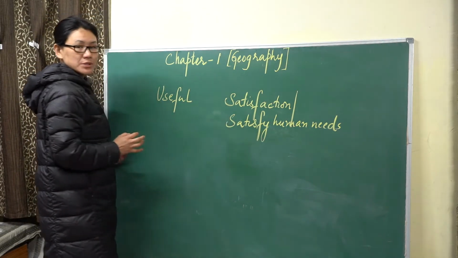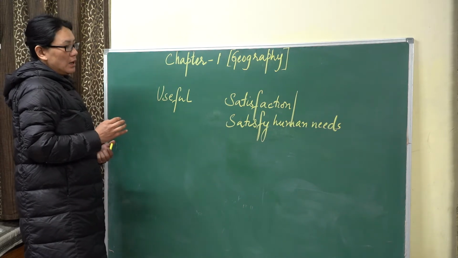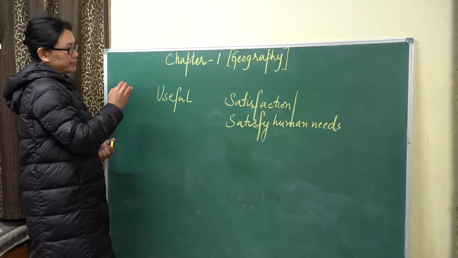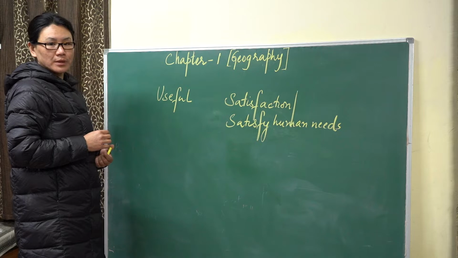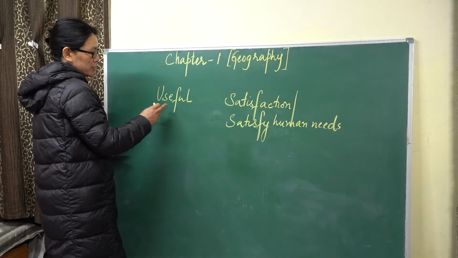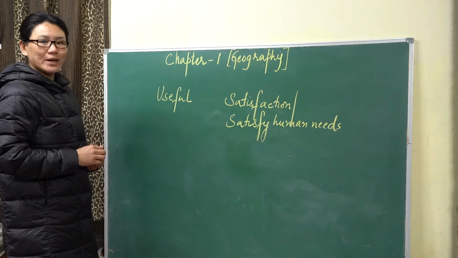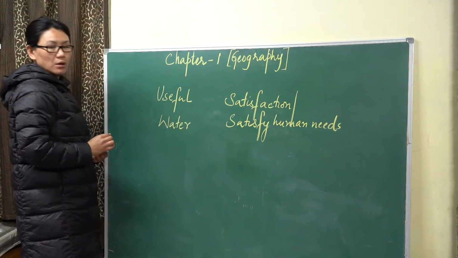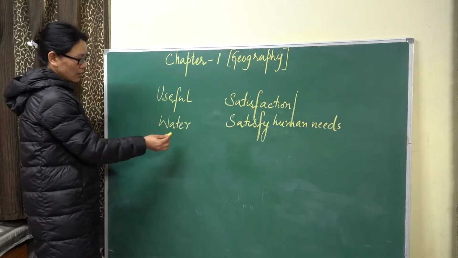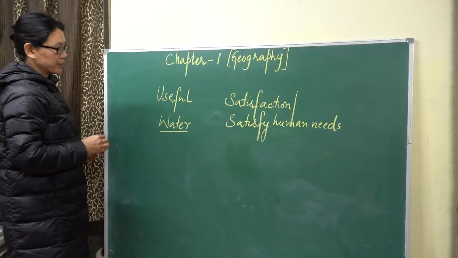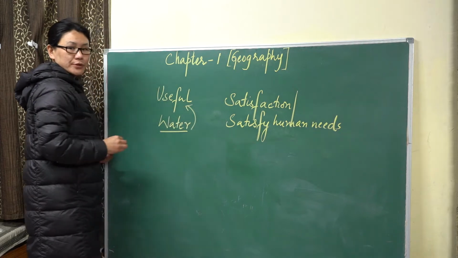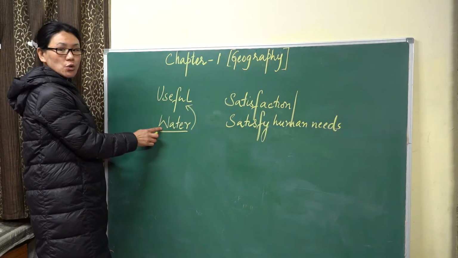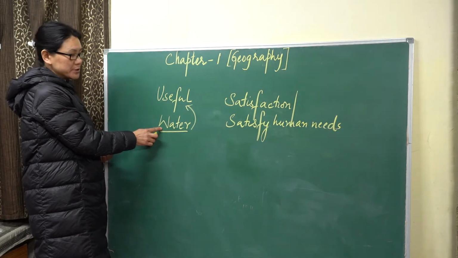Using these two things, I will talk about your chapter first. Okay. Now, to use these two, let me take here one example. What is this here? Water, right? Now this water is very useful to us. All human beings, they make use of this water, right?